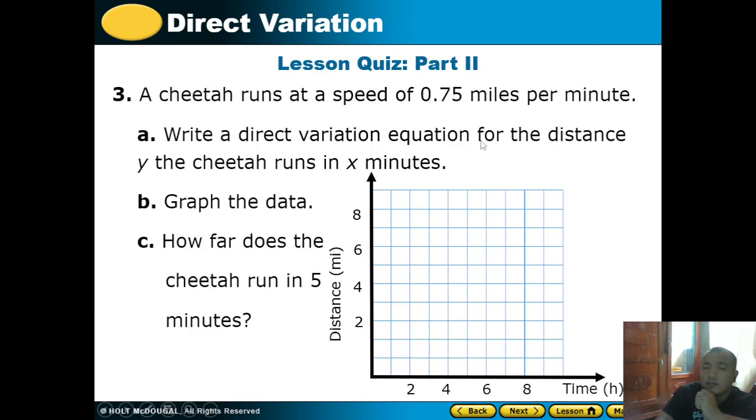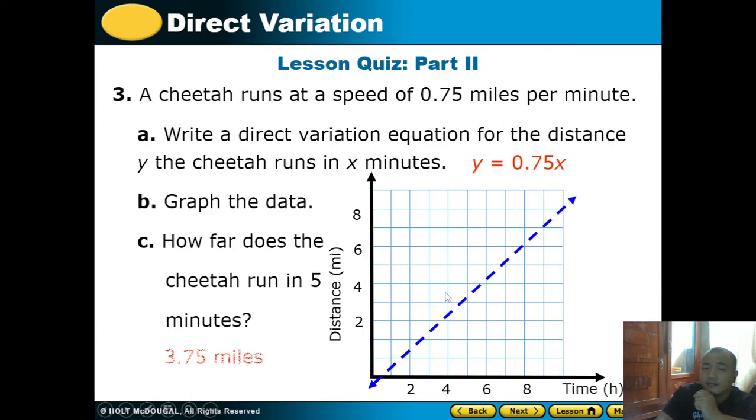A cheetah runs at a speed of 0.75 miles per minute. Write the direct variation equation for the distance y the cheetah runs in x minutes. So this is the rate. Y equals 0.75x. Y is the distance the cheetah runs. X is the time. Let us now graph the data.